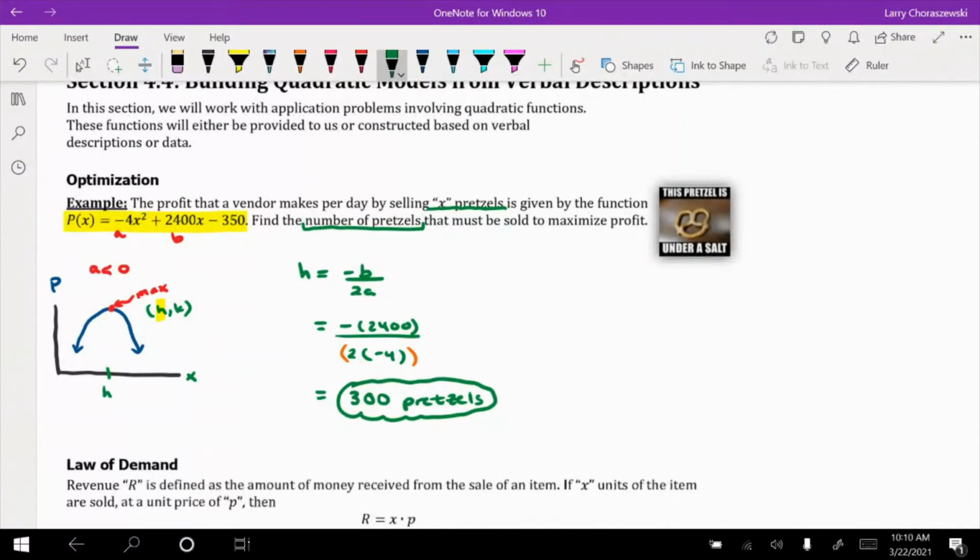All right, don't you feel bad for that pretzel over there in the meme? It's under assault. Help.